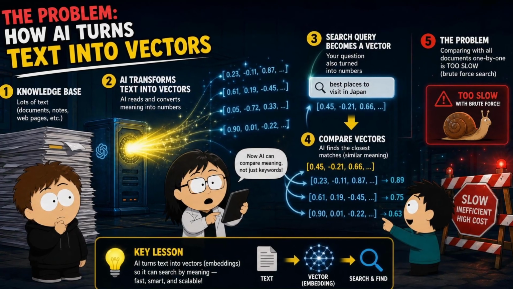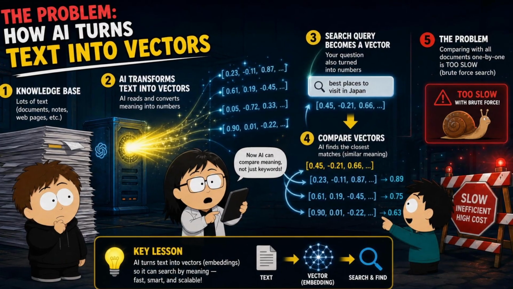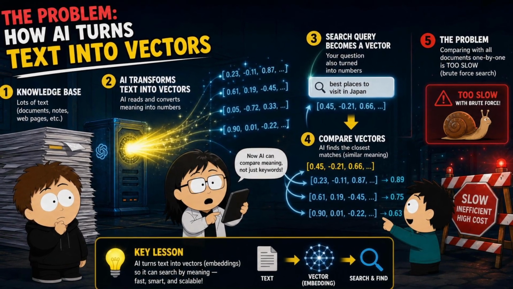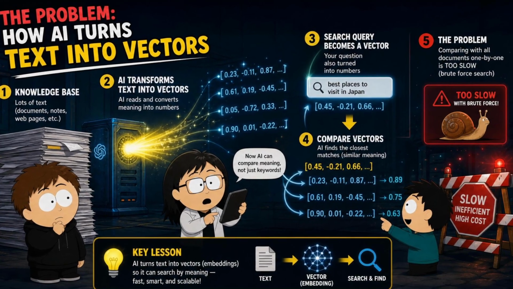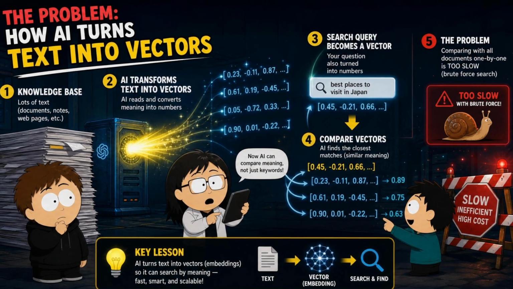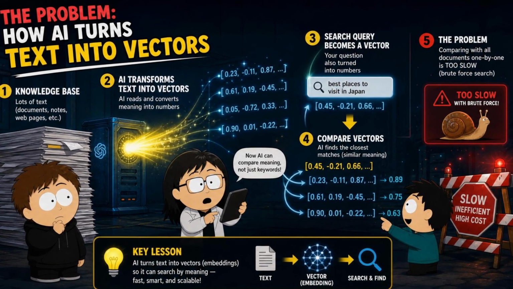The challenge is that AI doesn't work with text the same way humans do, as we already know from our previous lessons. Before it can search through information, it converts every document into a vector, which is a long list of numbers that captures the meaning of the text. This numerical representation is called an embedding.